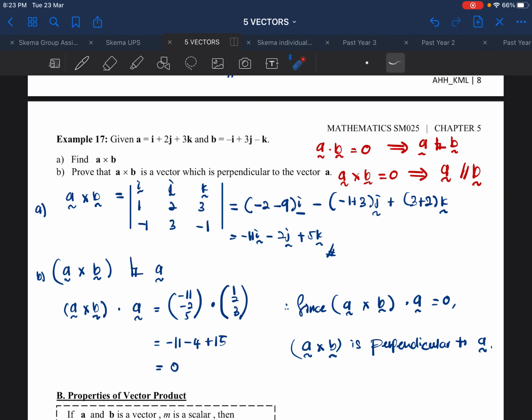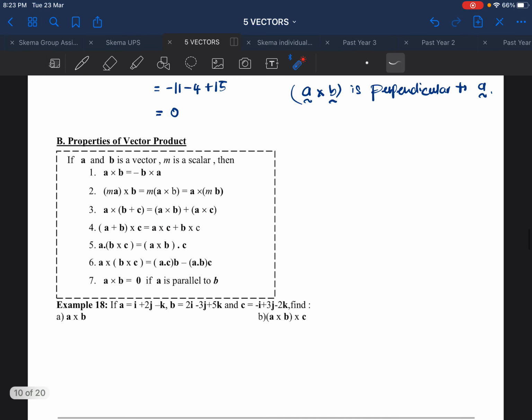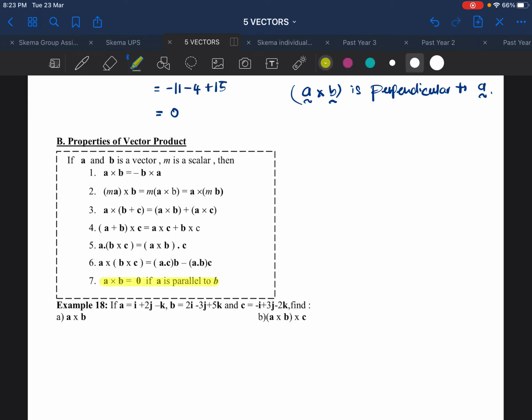Okay, so seterusnya kita tengok properties of vector. Benda yang sama, A cross B sama dengan negatif B cross A. Sebab apa? Sebab kalau kita tukar atas dengan bawah tu, dia akan jadi negatif lah. So, ini biasa. And the last one tu apa yang kita bincang tadi lah. A cross B equals to 0 if A is parallel to B kat situ.